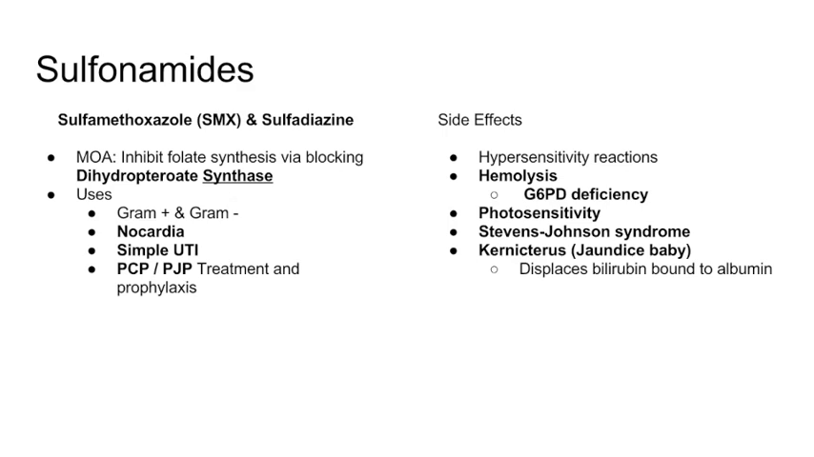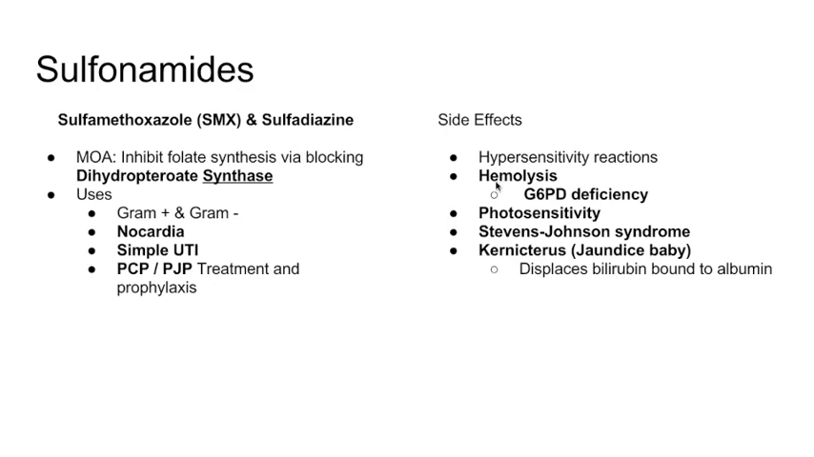Sulfa inhibits the synthase. As for the uses, I don't want you to get caught up in them because that's something we'll talk about later in the year, and you'll talk about it in micro 2. But it's used for gram-positive and gram-negative organisms. It's broad spectrum. It's used for Nocardia, simple UTI like E. coli, and then PCP treatment, or as they call it now, PJP, treatment and prophylaxis. Side effects for sulfa can cause some hypersensitivity reactions. It can also cause some hemolysis.